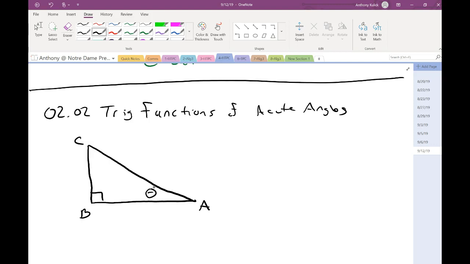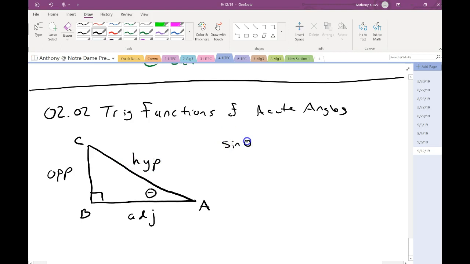So let's say we have this right triangle with angle theta. Which side would we call the opposite side? CB or BC. Which side would we call the adjacent side? BA or AB. And the hypotenuse then is obviously CA.